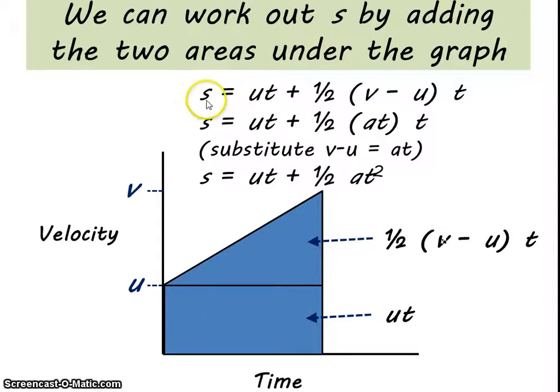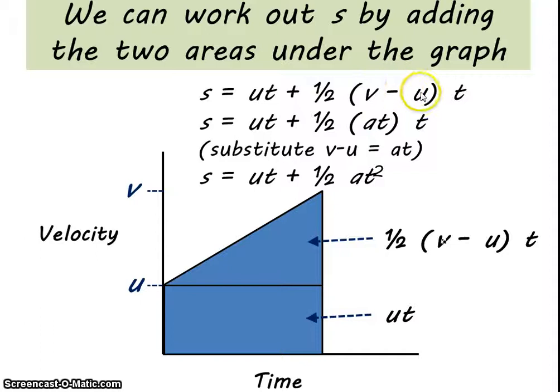So this part of the equation here comes from s equals ut. It's just saying this is the displacement caused by this part of the graph. This part of the graph here is a triangle, so you can use the area of a triangle. So the area of a triangle is half base times height, or half height times base. So the height of this part of the triangle is v minus u, multiplied by the base, t.